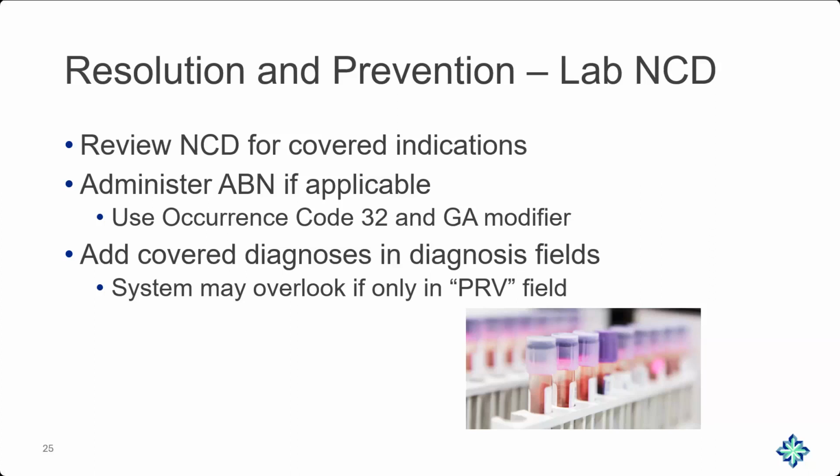So the claim gets denied, it gets appealed, and when the appeals staff is looking at the claim, they see what would have made the claim coverable, that diagnosis code's only in that patient reason for visit field. And so you run the risk of the automated edits overlooking it, and we don't want that to happen. So make sure that that diagnosis or diagnoses, if it's several, are in the diagnosis codes field.